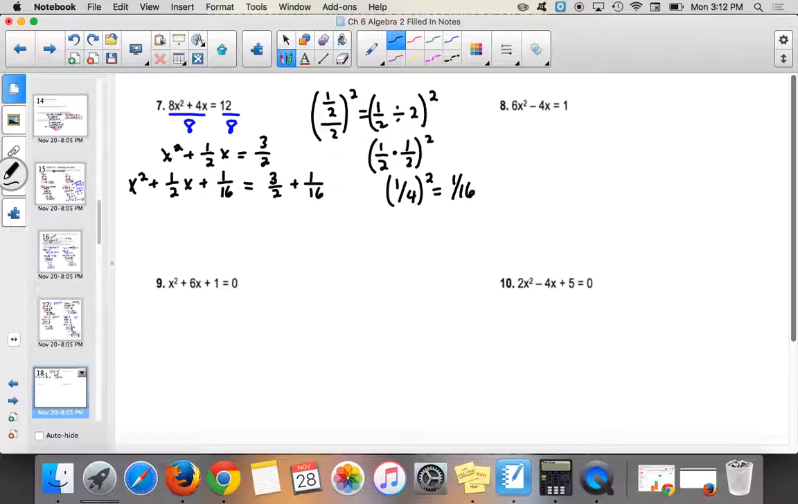All right, 3 over 2 plus 1 over 16. Get common denominators. Yeah, they're both 16, right? So it's going to be 24 over 16 plus 1 over 16. So we get 25 over 16. And when we factor, the magical number that we need is always what we had when we divided by 2. It's right there. So that goes right there. Because 1/4 times 1/4 gives 1 over 16. But 1/4 plus 1/4 gives you 1/2, right? So we have x plus 1/4, quantity squared, equals 25 over 16.